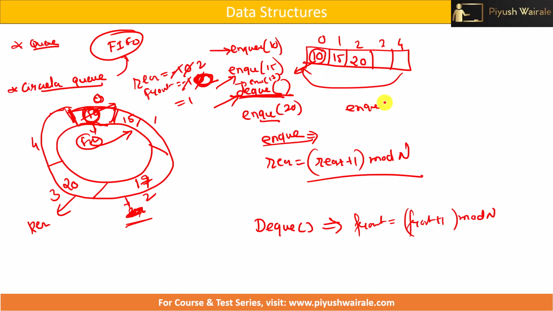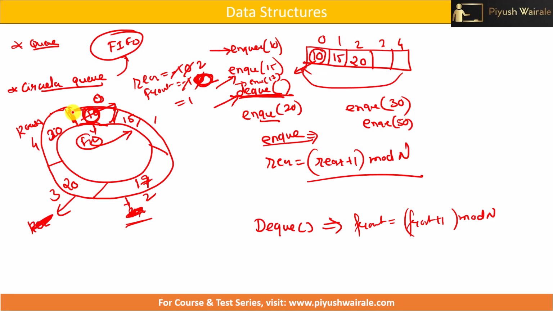Again, we are going to perform the NQ, let's say, for example, 30 here. NQ means we have to add the element here, after 20. So rear becomes the one at index position 4, because rear is 3 plus 1, that is 4 mod, which is 4 only. But now what happened? If I again perform NQ operation, let's say 50 here.